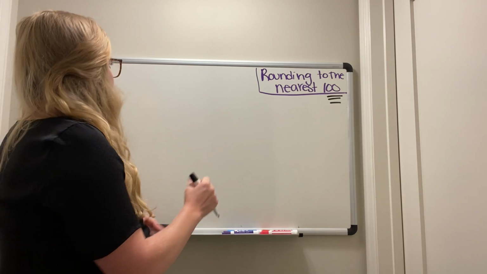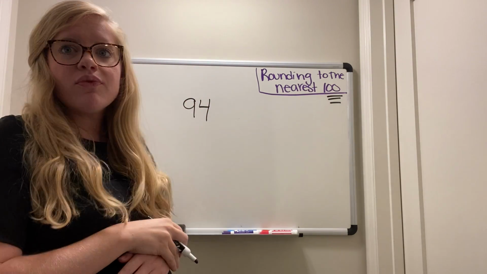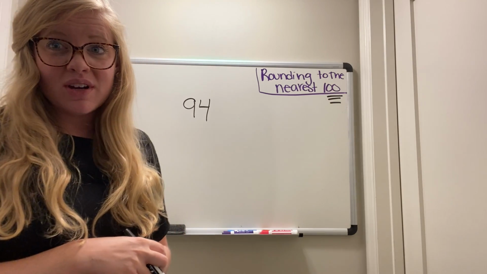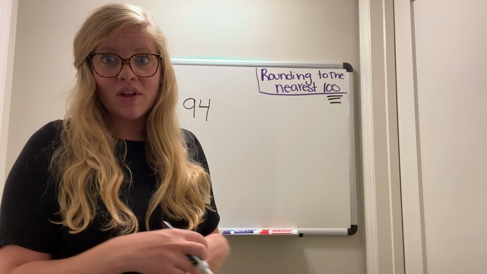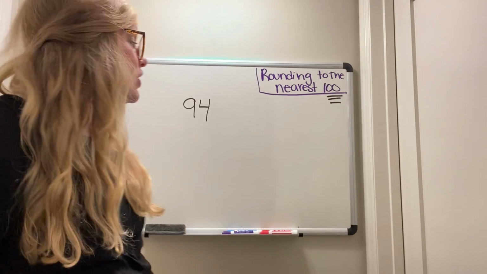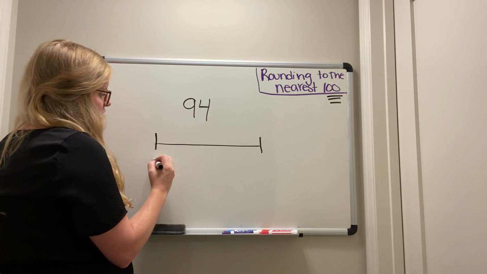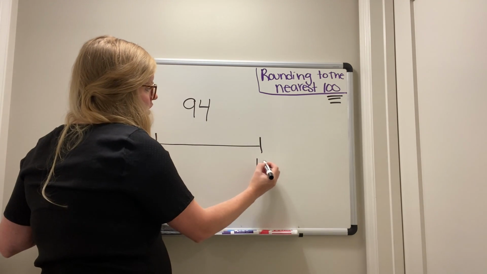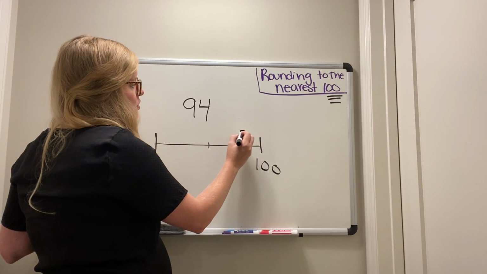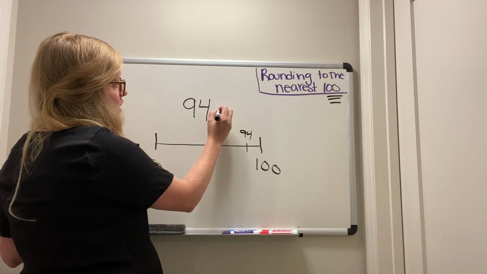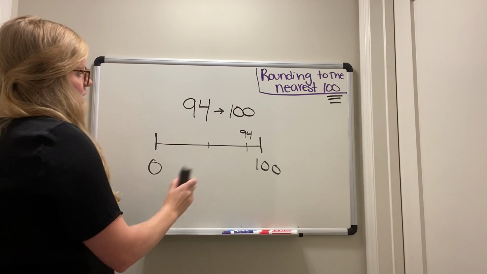What if we had a number like this? What if we have a 2-digit number and we're trying to round it to the nearest hundred? Well, we know that this number is in between 0 and 100. If that's 50, 94 would be around there. So you would round 94 to 100.